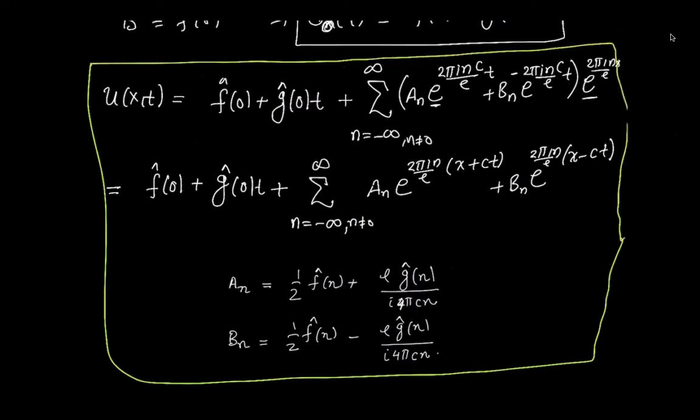But this solution is basically in this form. Here is one important thing you need to notice: this x plus ct and x minus ct. These are the two things you will notice in the solutions: x plus ct and x minus ct. And that's your a_n and that's your b_n, and the solution is the superposition of these complex exponentials. Let me show you the importance of x plus ct and x minus ct, and how this is related to our real world problem even.